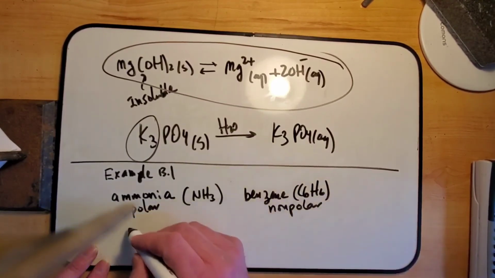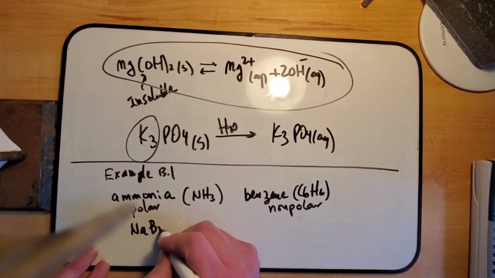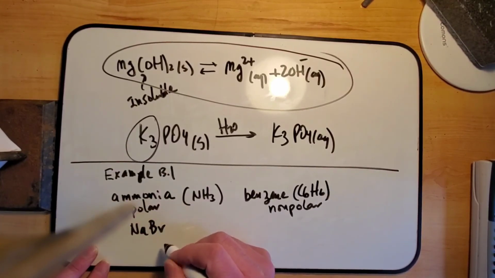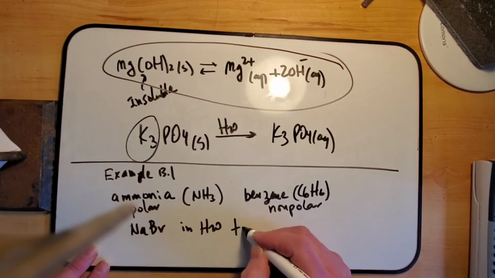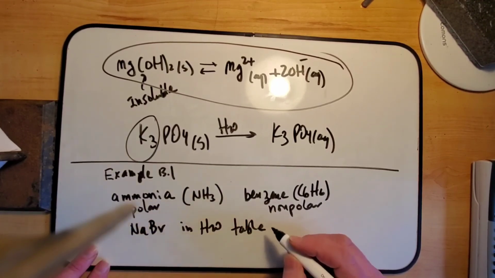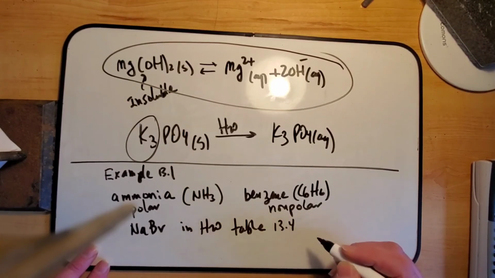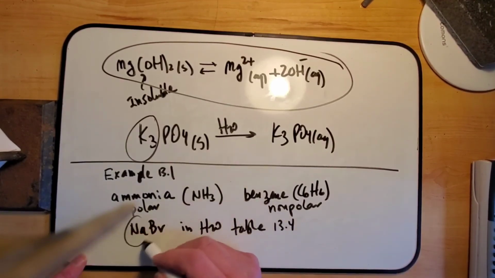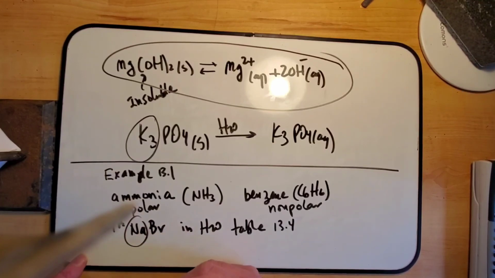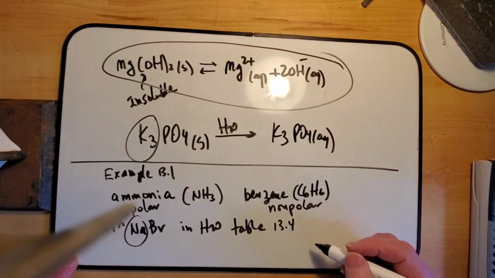What about now sodium bromide? Sodium bromide, an ionic solid in water, in H2O. Here you will have to go to table 13.4 to predict it. Anytime you have an ionic substance and you want to dissolve it in H2O, this is the table to use, 13.4. So it's a very simple answer here because sodium is in 1A. In 1A, it has no exception, so everything will be dissolved. And the answer is, of course, sodium bromide will be soluble in water.